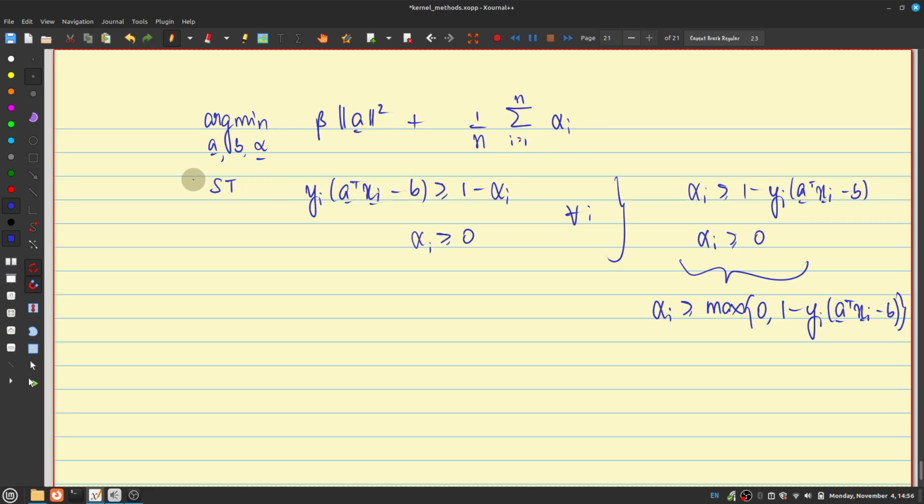So let's go back to the objective function that we are trying to minimize. I want to minimize this over all possible a, b, alpha. So the first term does not depend on alpha, right? The second term is a function purely of alpha. So let's fix a particular a comma b and try to minimize this over all possible alpha i, such that alpha i should be greater than or equal to this max. What do you think the minimizer is? The minimizer should be max of 0, 1 minus yi times (a transpose xi minus b), because anything greater is only going to contribute something more to the objective function.